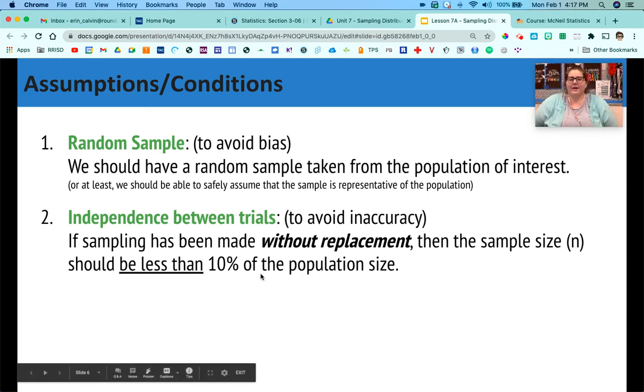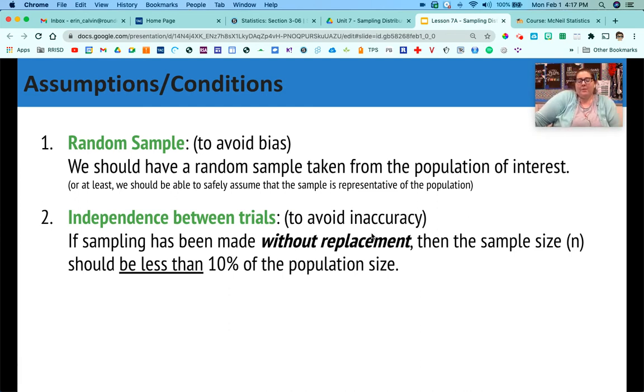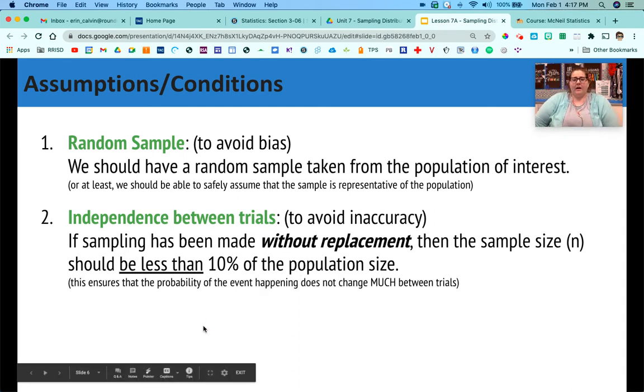So the same thing applies here. If we're sampling without replacement, technically it's not independent, but we give ourselves a pass as long as n is less than 10% of the population size, because that basically means the probability is not changing enough to really matter. So that's our second assumption or condition that we have to check.